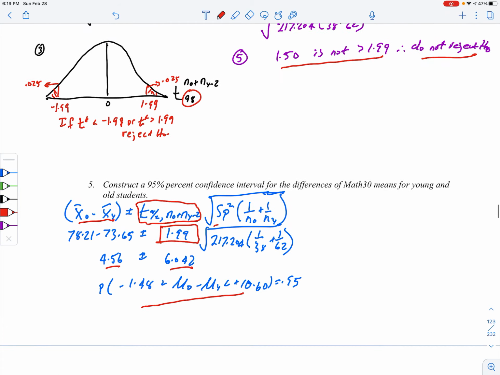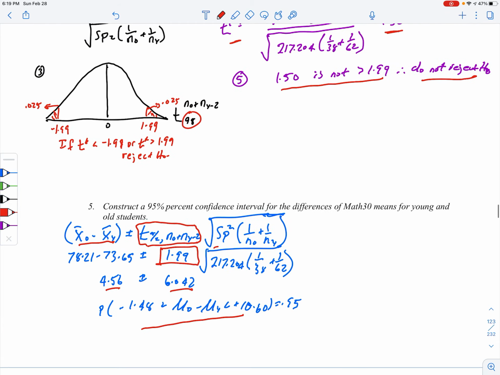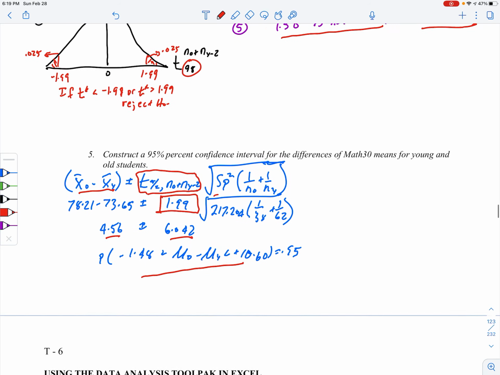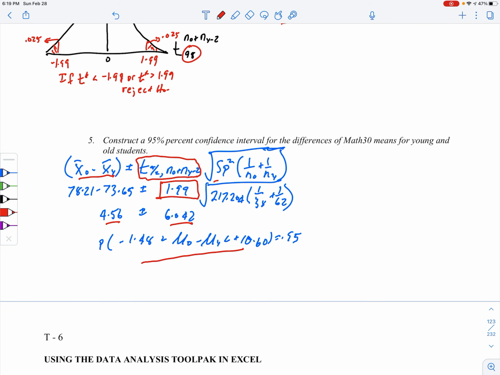What I want you to notice is that when we were talking about the multiple comparison of means in ANOVA, we were looking at the difference of means. If you have a negative lower bound and a positive upper bound, then that interval contains 0. That means there's no significant difference between them, which is what we've got up here. We do not reject H0, and so we conclude that the two are equal.